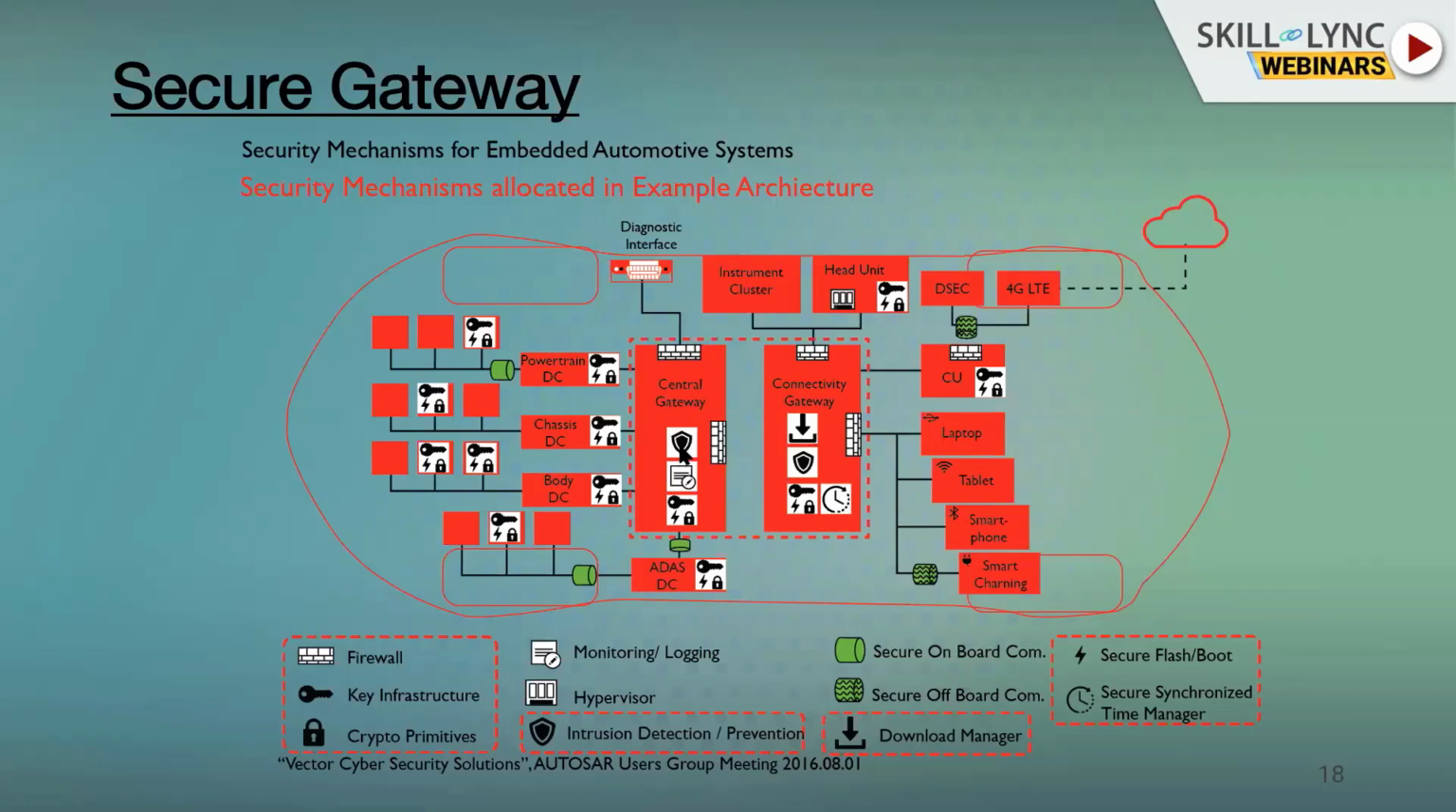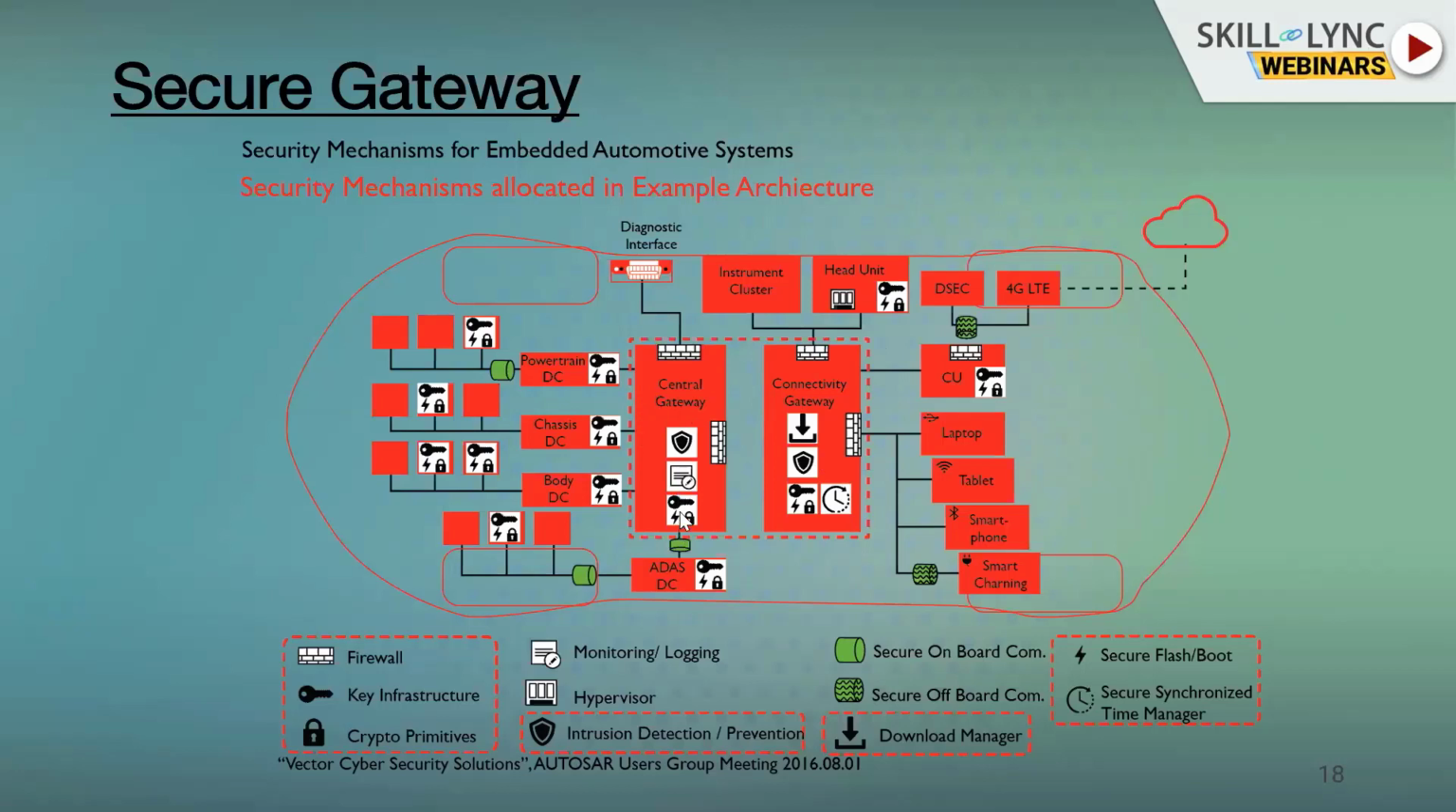Okay, so this picture that you see defines all the properties which are implemented in the central gateway and the connectivity gateway. The connectivity gateway could have the functionality of the download manager also. Okay, and then this synchronized time manager also, because it needs to receive the data, and then it needs to provide it to the other ECUs for flashing. Okay, so it could have these two.